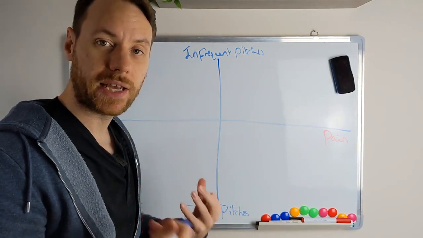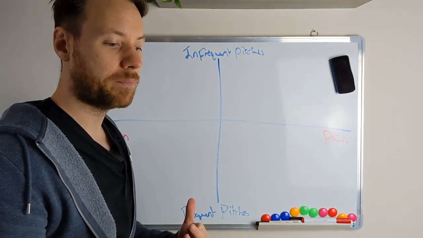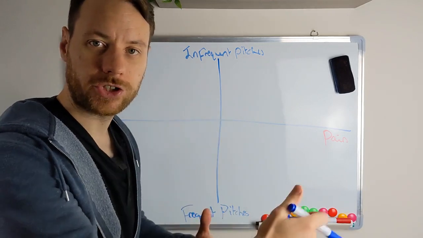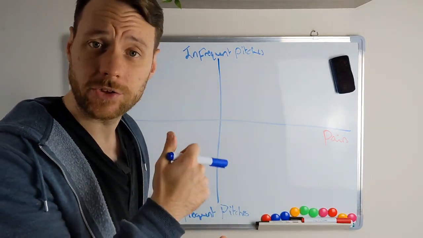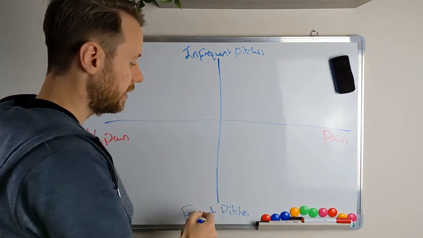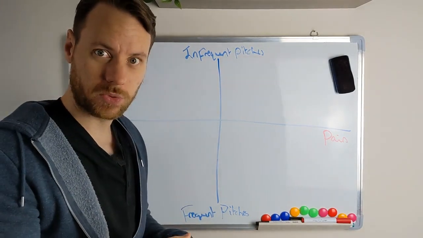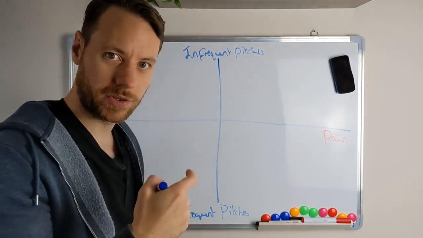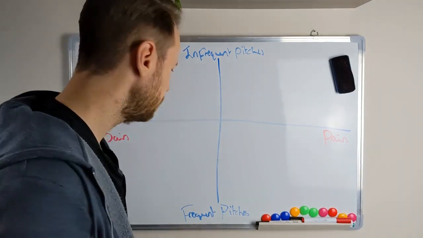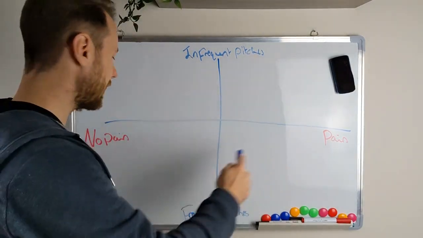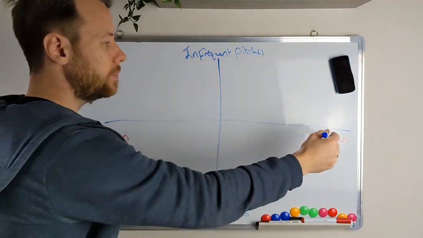They don't really get many sales messages. Picture a house on a street where not many salesmen knock. Whereas this one is the closest one on the street, and every single salesman knocks at this door trying to sell something. And then on the x-axis, we've got no pain to pain.